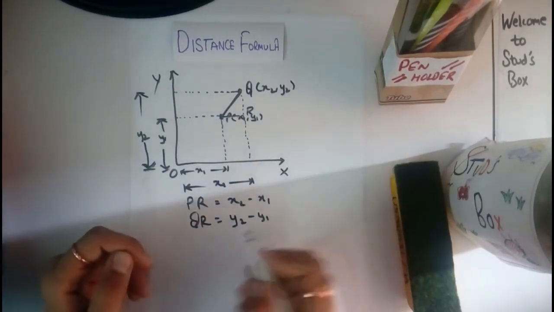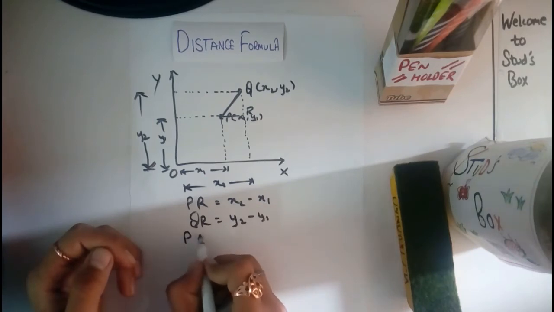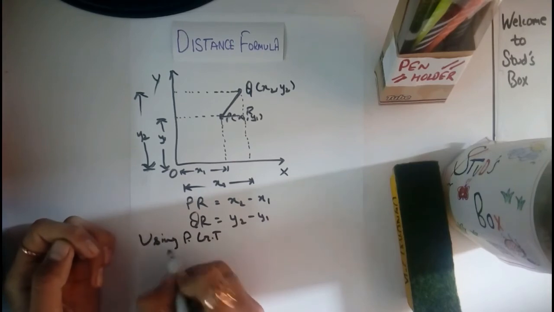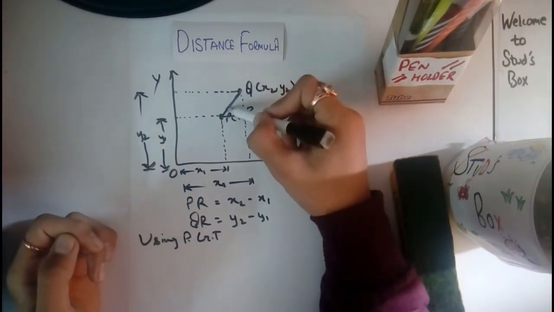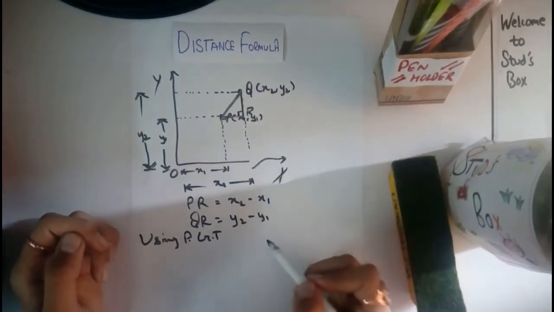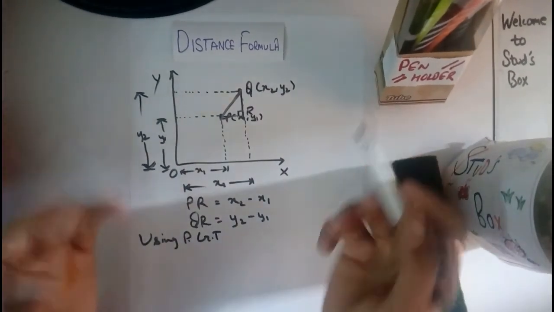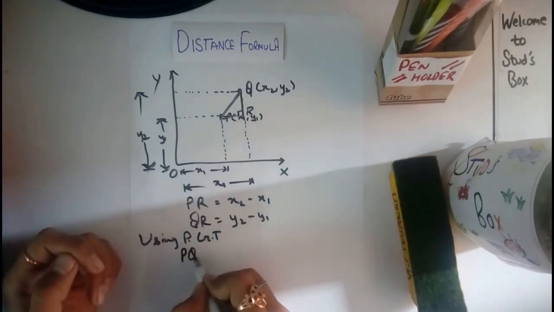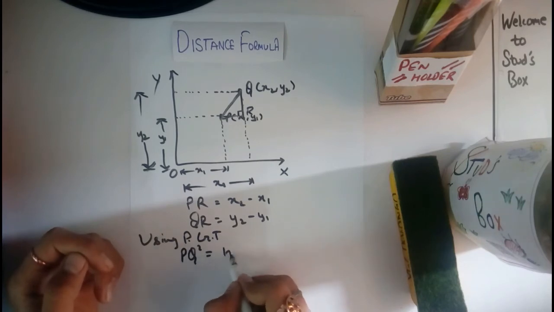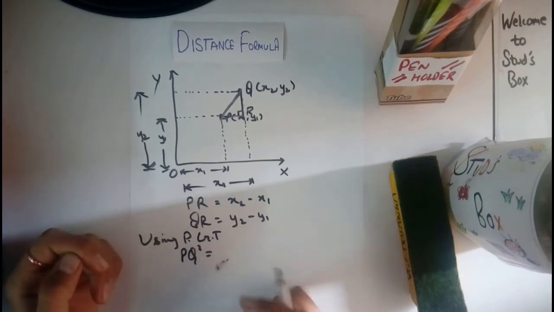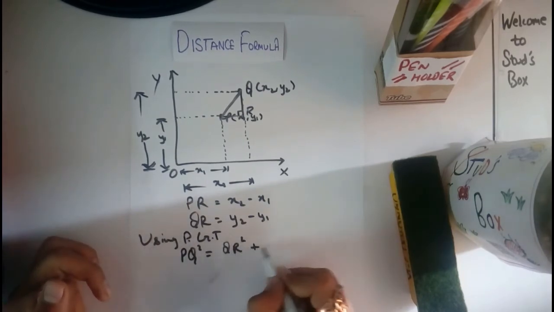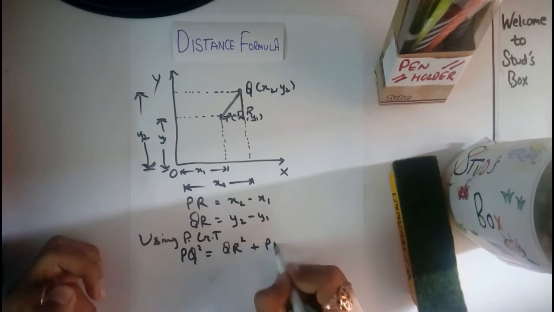Now using the Pythagoras theorem, you can see this is the hypotenuse, height and base. Okay, so it will be PQ square, hypotenuse square, equals height square, that is QR square, plus base square, that is PR square.